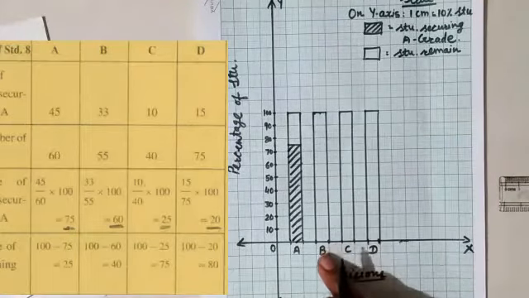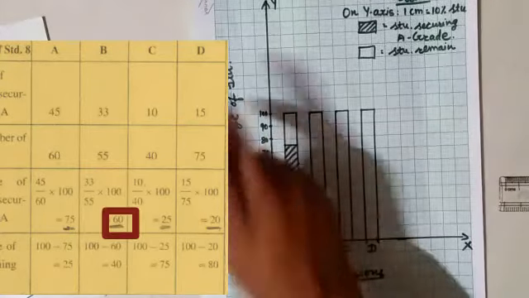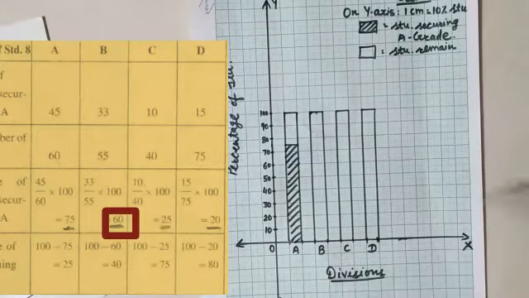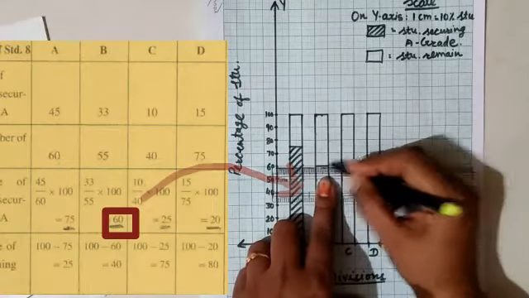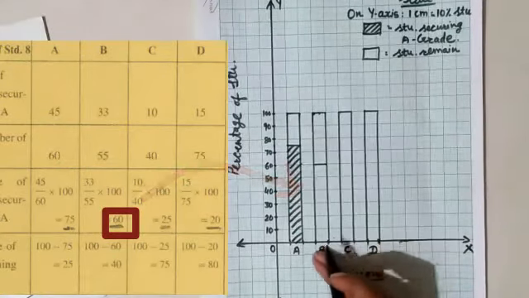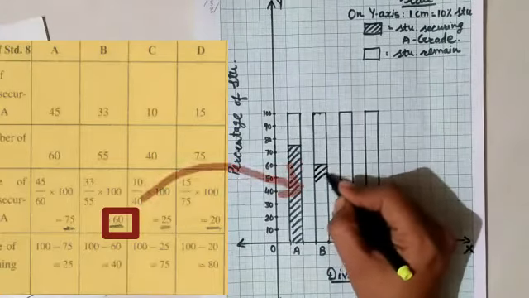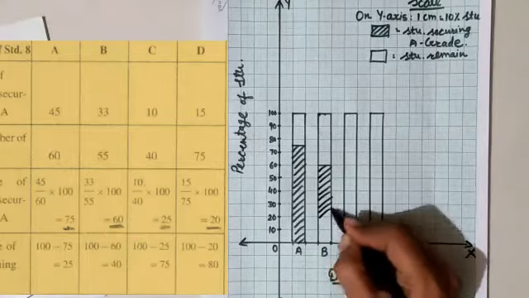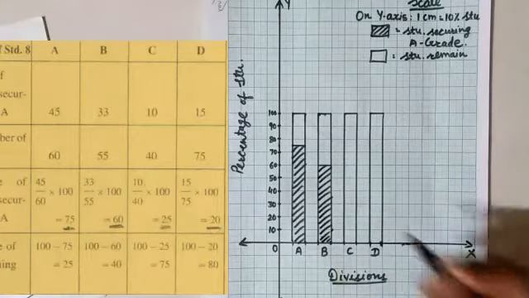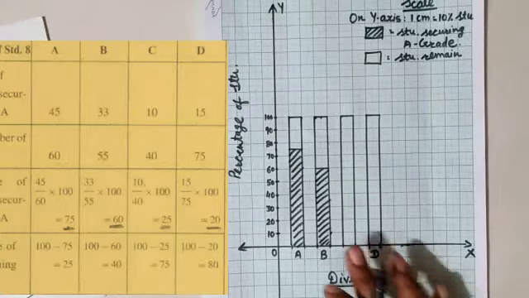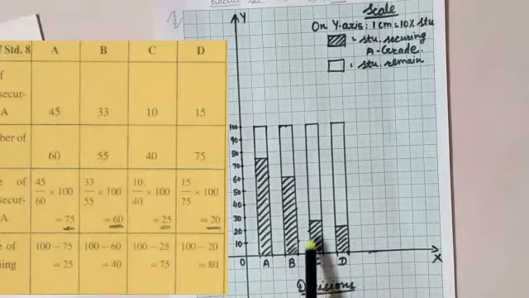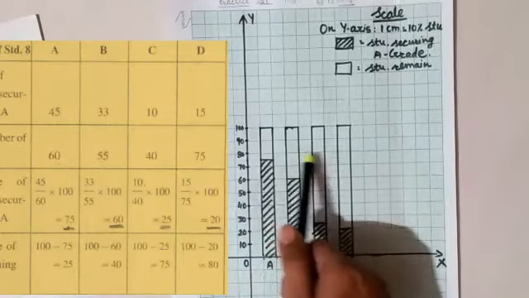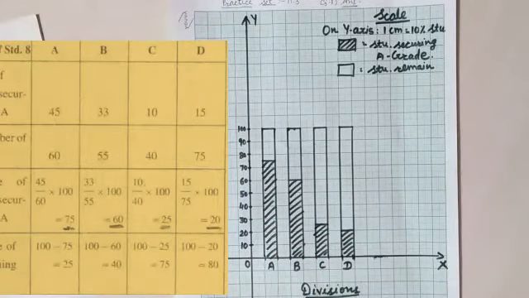In the same way, from division B, about 60% students secure the A grade. So this is the line of 60% which we have to draw inside the bar of B division, and the lower portion, which is of A grade students, we have to shade with slanting lines. In the same way we have to do with divisions C and D. So this shaded portion means the students who secure the A grade, and this unshaded portion means the students who are remaining from the A grade.